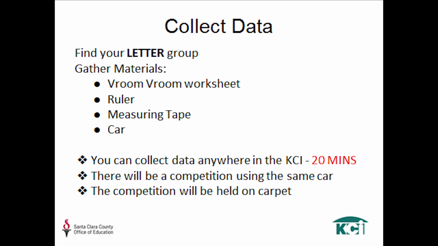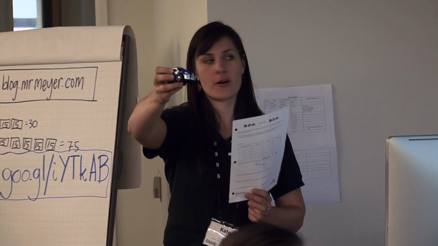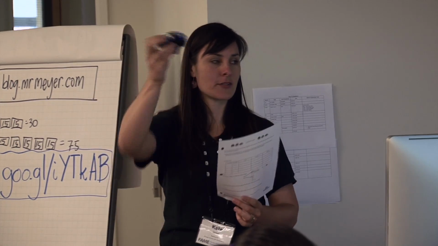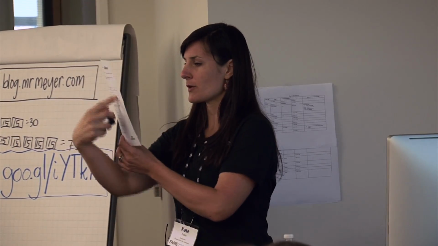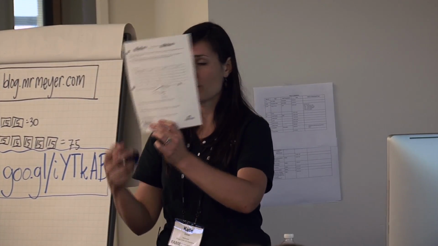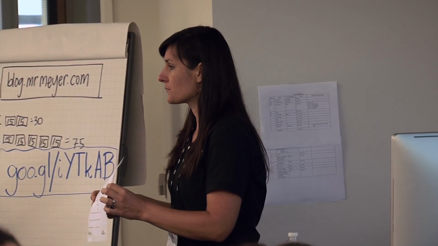The carpet, because this whole building is carpeted. So luckily these cars work on the carpet. In these 20 minutes, you are going to collect data. First you're going to pull the car back 2 inches, see how far it goes. Pull the car back 4 inches, see how far it goes, and so on. Then you'll be recording the data in this table. If you have extra time, you can do extra trials.